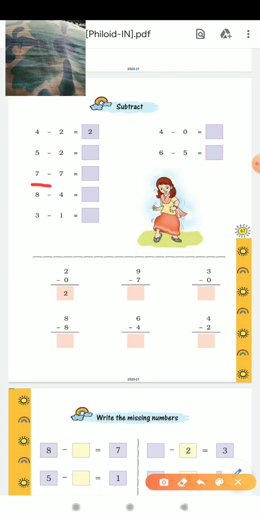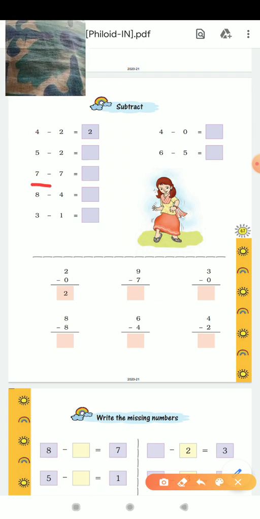Next is 7 minus 7. So you have 7 toffees with you. If you give 7 toffees to your friends, how many are left? Yes, 0. Okay, in this way.